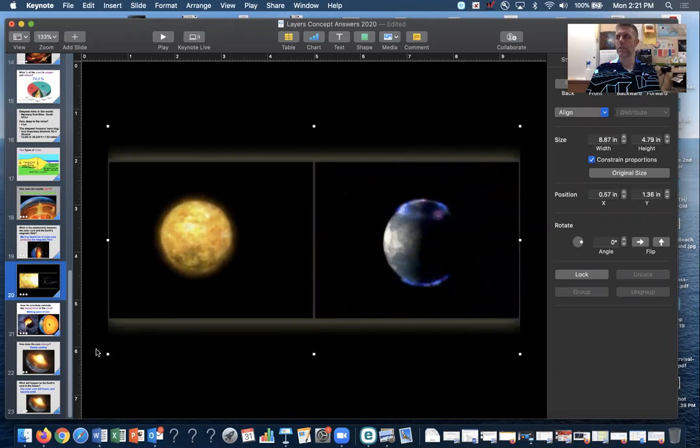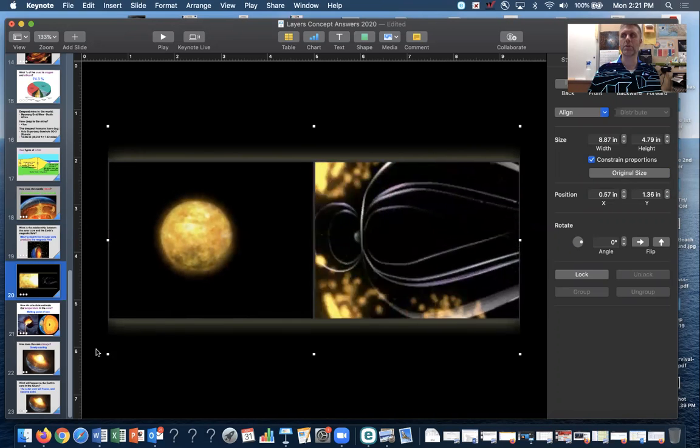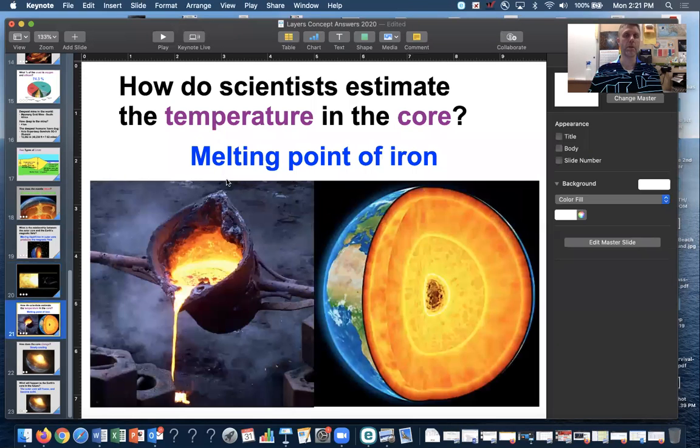The next one, how do scientists estimate the temperature in the core? The melting point of iron. So we know that the outer core is liquid, and we know that it's mostly iron. Well, we know the melting point of iron because we work with iron. Here on the surface, we make all kinds of things out of iron and steel and all that. So we know the melting point of iron, so we know that the outer core has to be above a certain temperature. It has to be greater than the melting point of iron. Otherwise, it couldn't be liquid. It would just be solid.